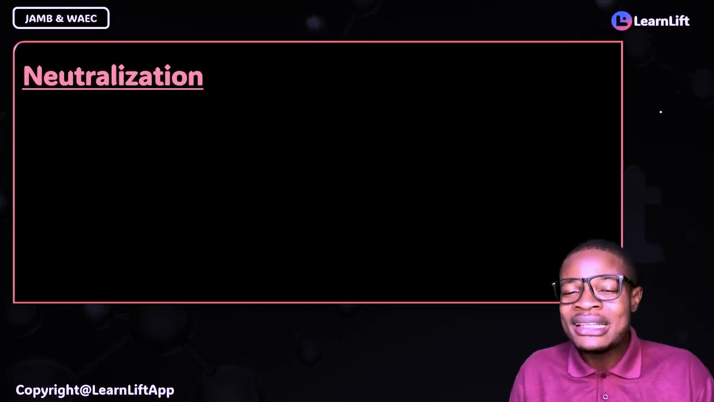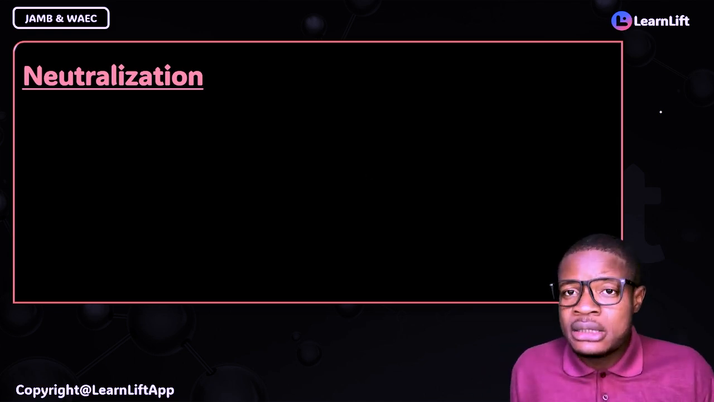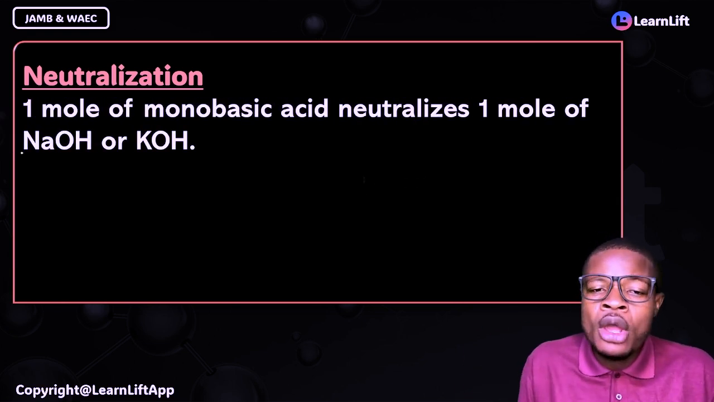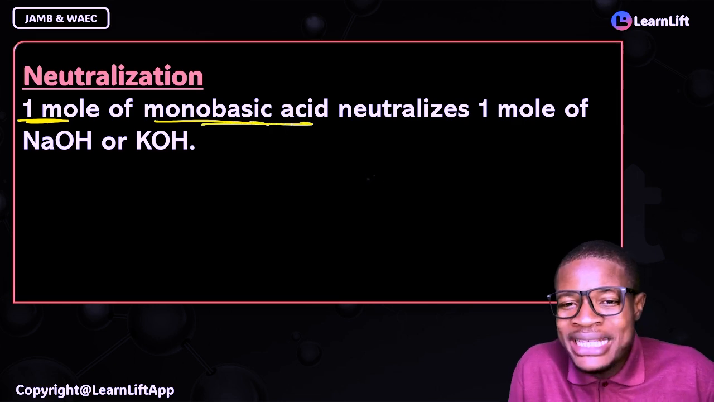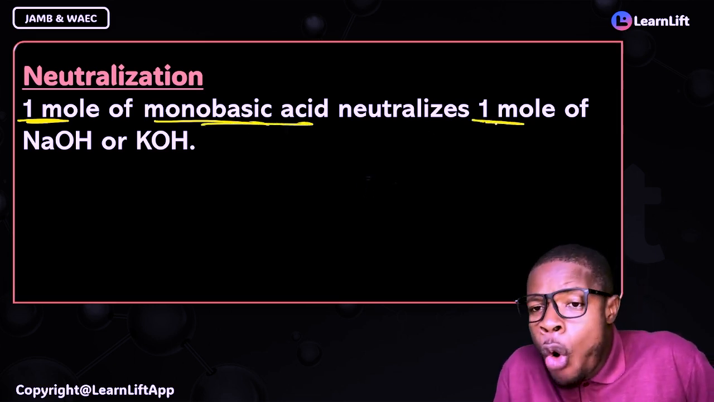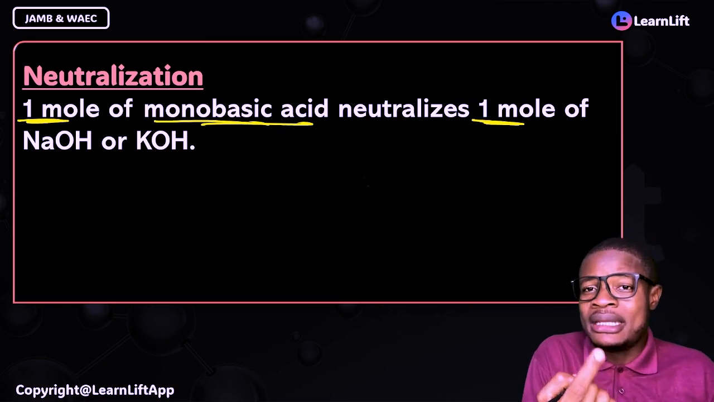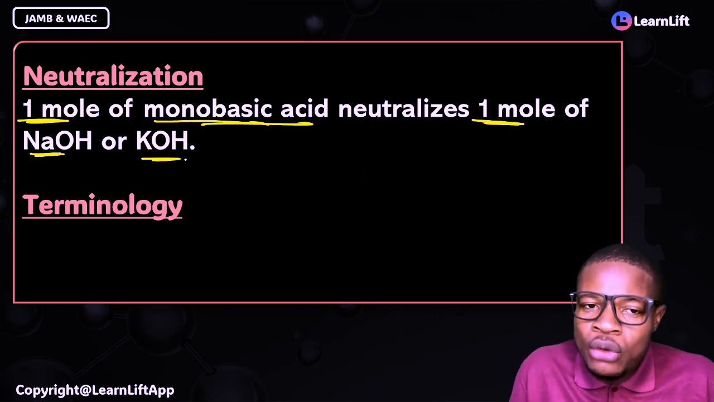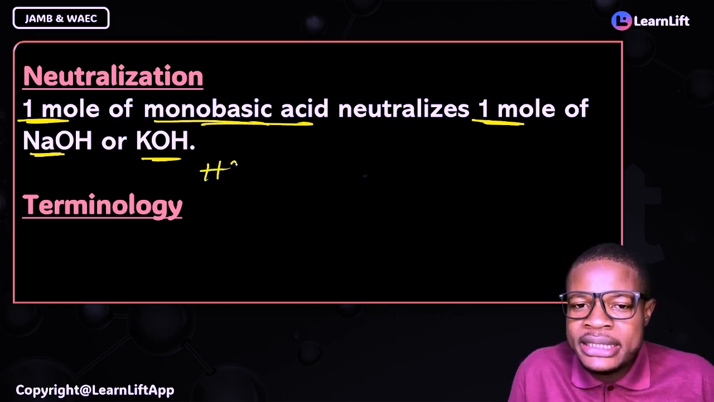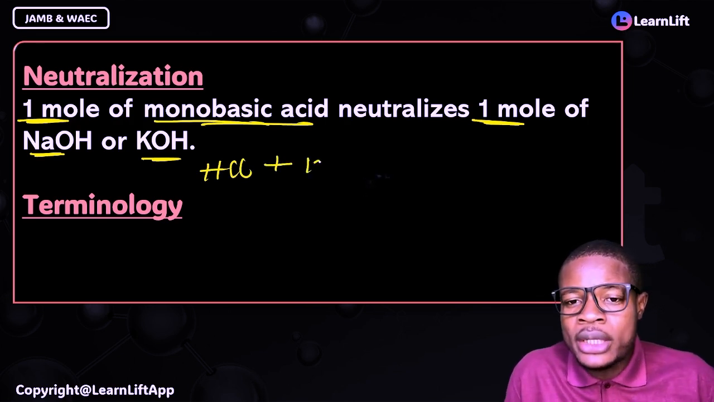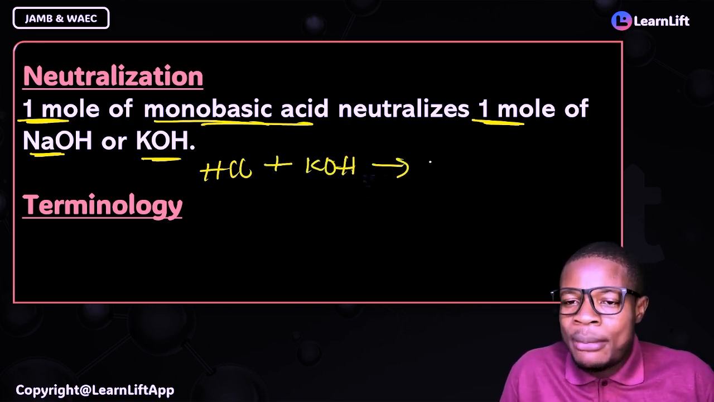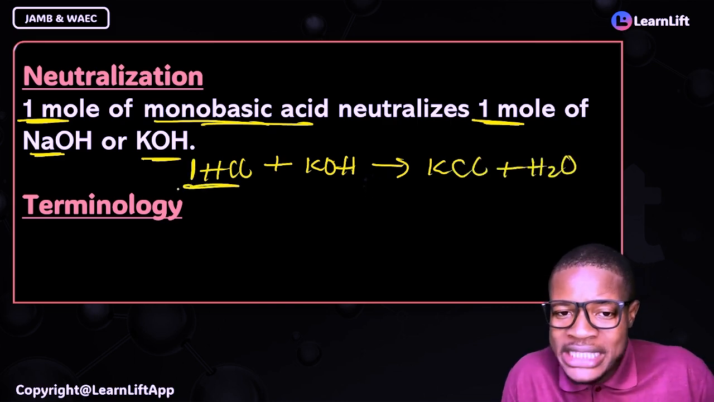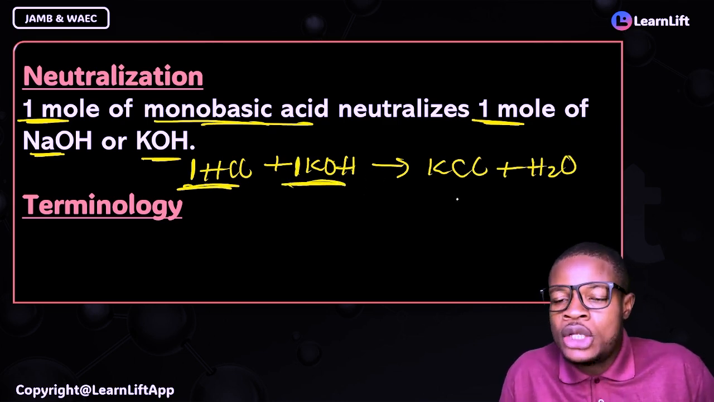Let's fire on. Now, your monobasic acids, or monoprotic acids, if they undergo neutralization, what will happen? Very simple. You need 1 mole of monobasic acid to neutralize 1 mole of the base that you are bringing in. The base could be either sodium hydroxide or potassium hydroxide. Let's say HCl, a monobasic acid, reacts with KOH. What am I going to have at the end of the day? I'm going to have KCl plus H2O. So I need 1 mole of the acid and 1 mole of the base to form my salt and water.